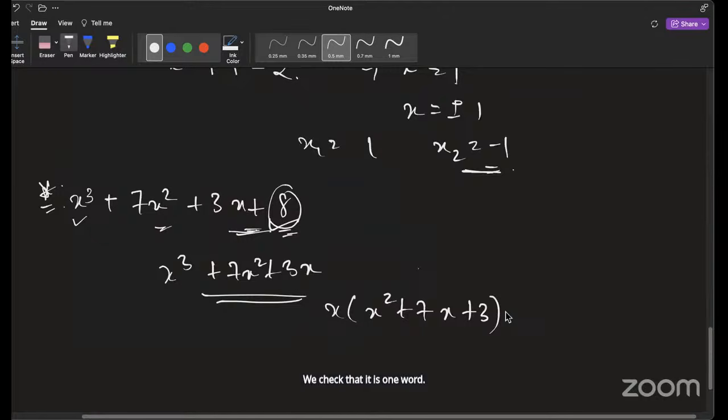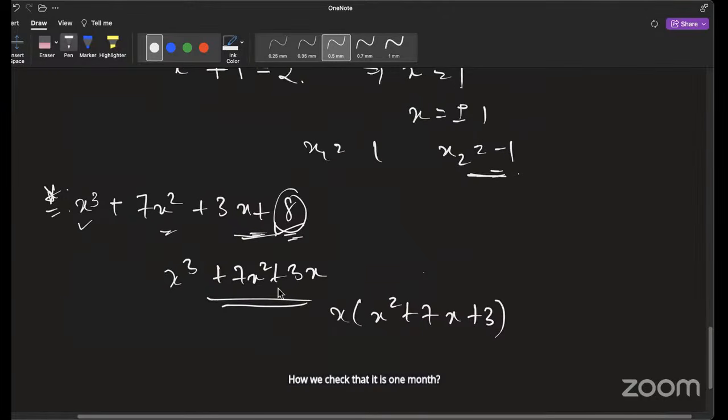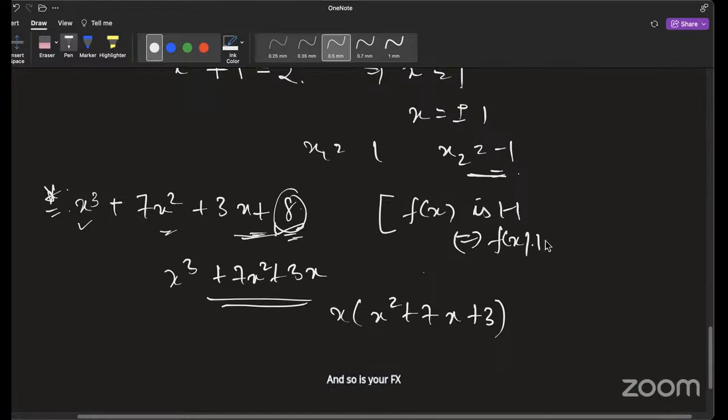How do we check that it is 1-1? That's what we are doing. We just remove the constant first because a constant does not make any difference to the 1-1-ness of a function. In short, you can say if your f(x) is 1-1, then so is your f(x) plus c, where c is a constant.